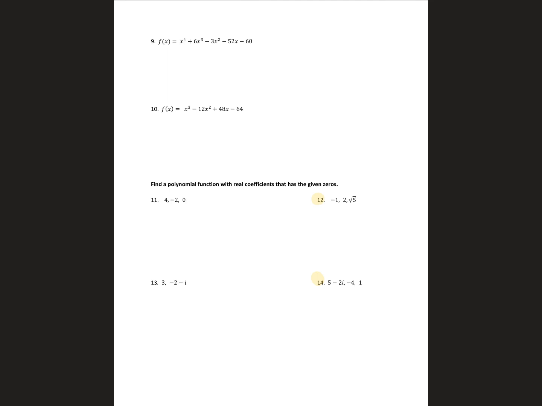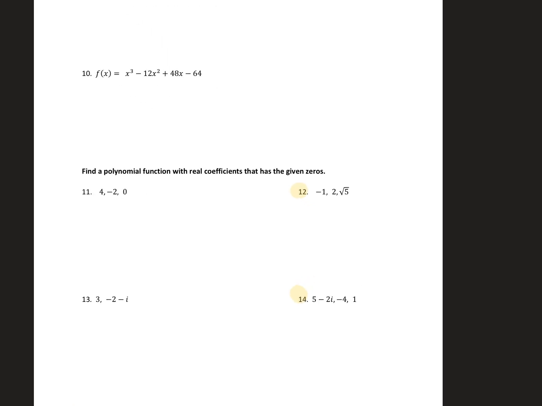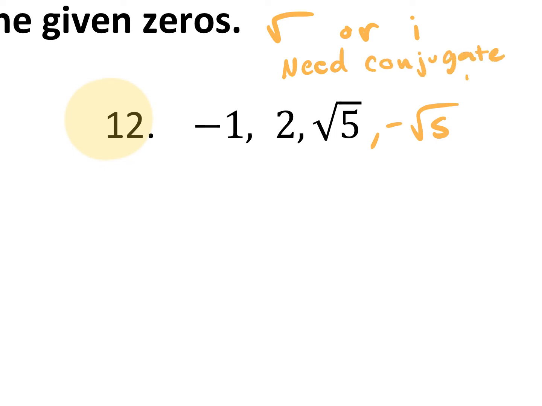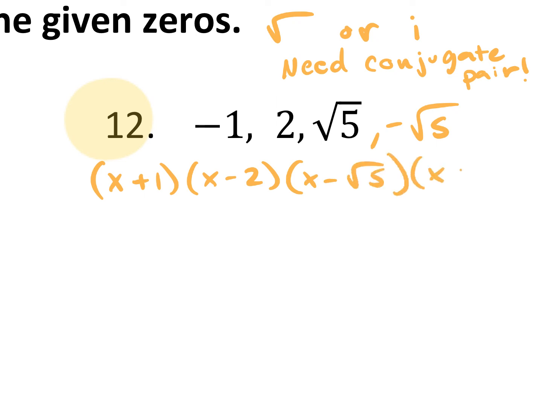All right. Let's look at number 12 now. So we have to find a polynomial function with real coefficients that has the given zeros. So if I have the zeros negative 1, 2, and square root 5, do I know of any other zeros? Negative square root 5. So if you have a square root or i, you need the conjugate. So what would I do next? Awesome. It's always x minus whatever your zero is, so we just flip the sign. So it'll be x plus 1, x minus 2, x minus square root 5, and x plus square root 5.